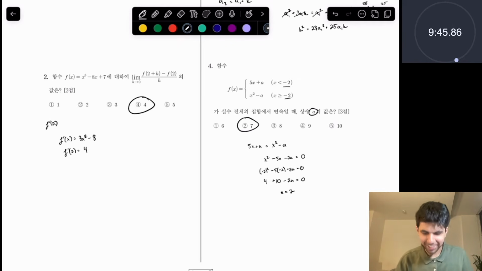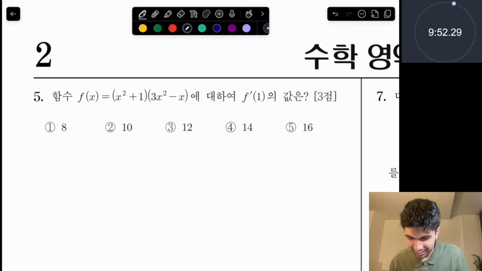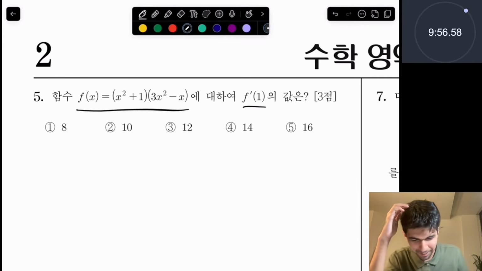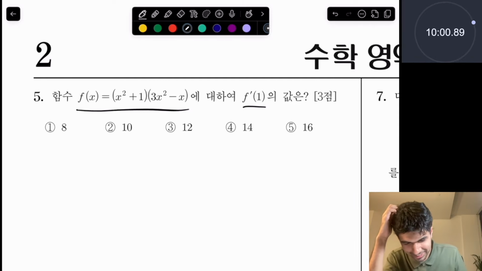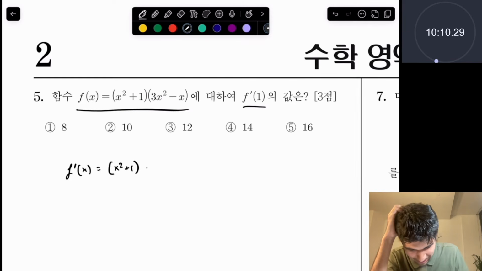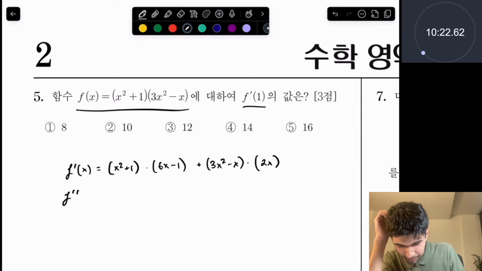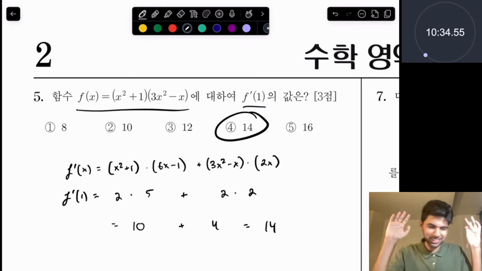Cool. Okay, that was not that hard, except for that one question. Onwards. Okay, I see a function. I think we just have to evaluate f prime of 1. So this looks like some sort of product rule nonsense. So f prime of x should be equal to... And now just solve f prime of 1. 14, that's an answer choice.